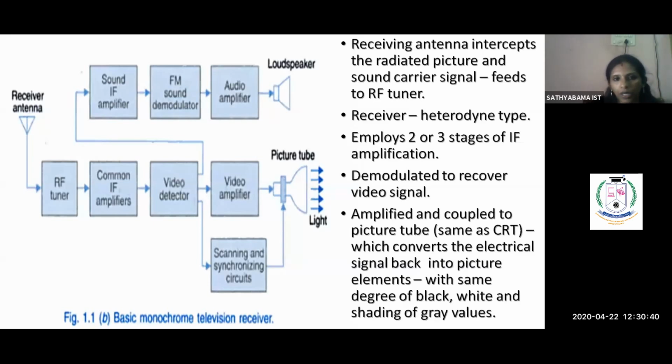Coming to the picture tube, the video detector output is sent to your video amplifier, and then the scanning process takes place. We have to synchronize the picture, so that synchronization takes place in the scanning and synchronizing circuits, which are combined in your picture tube, and we will have the live output in your picture tube. So this is the operation which takes place at your receiver end.